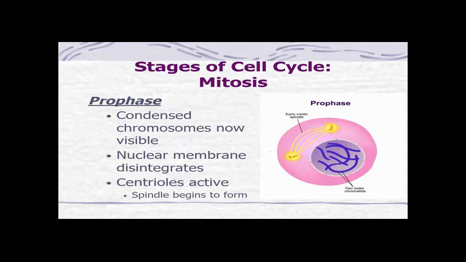the cytoplasm. And at this point, the centrioles become active. The centrioles, if you remember from our cells unit, they help animal cells divide. And so this is when they're going to start doing their work. They actually start growing something called the spindle. The spindle is a form of the cytoskeleton, and it's going to help our cell to divide.